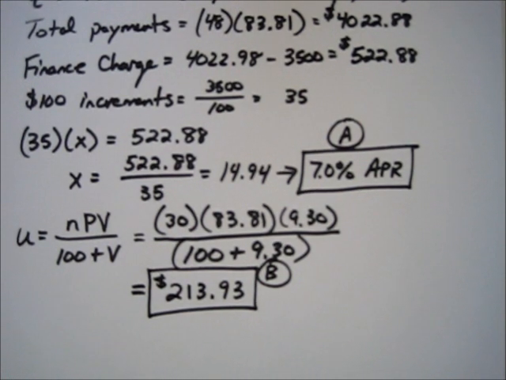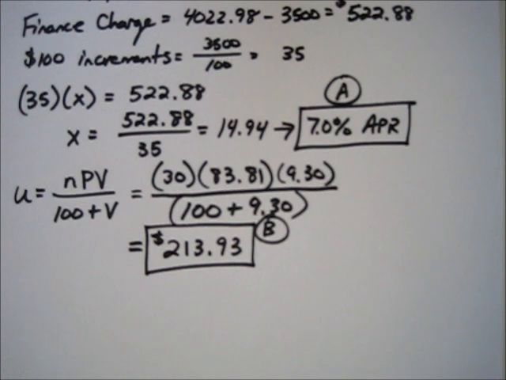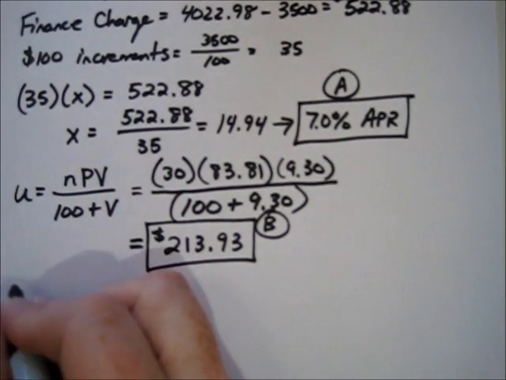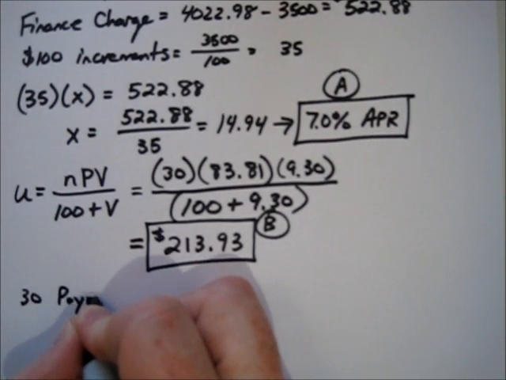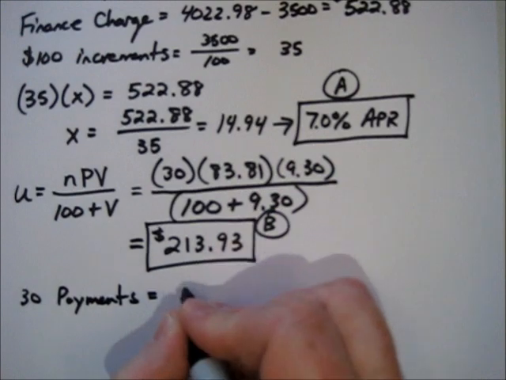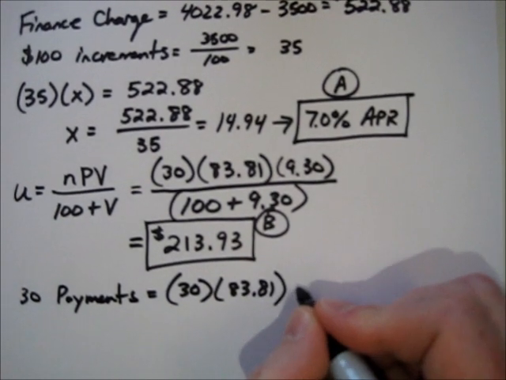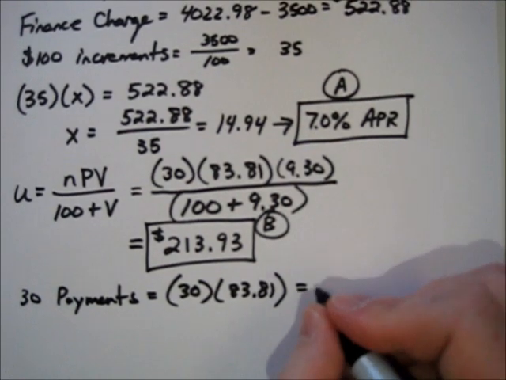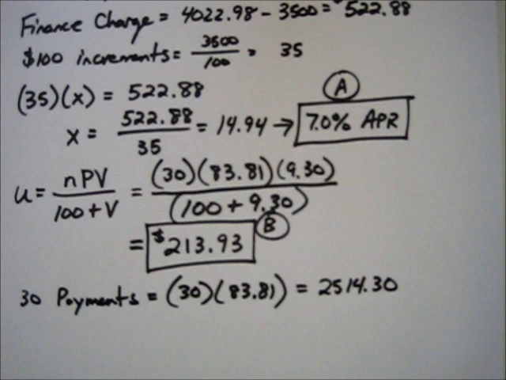So lastly, part C says, what is the total amount due to pay off the loan? Okay, so she actually wants to pay off the loan. She's going to write a check to the bank or the store. How much does it need to be? Well, we know that she has 30 payments left. So the value of those 30 payments is 30 times 83.81, which is $2,514.30.